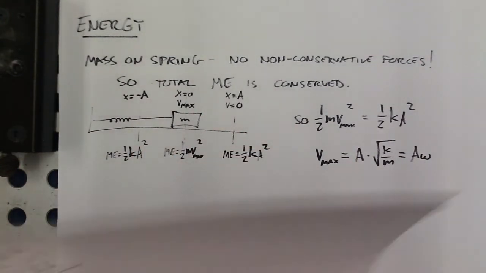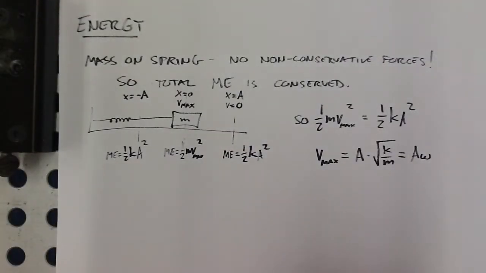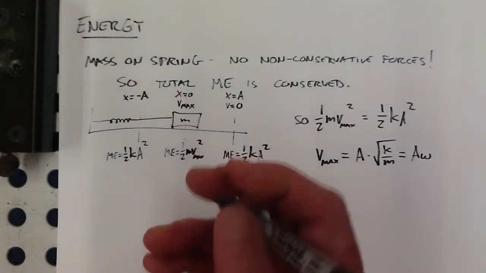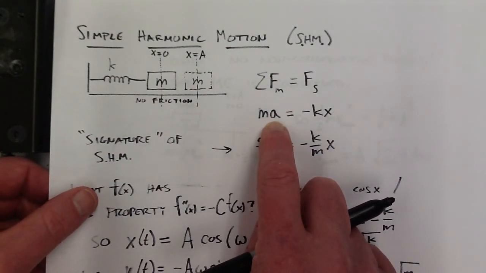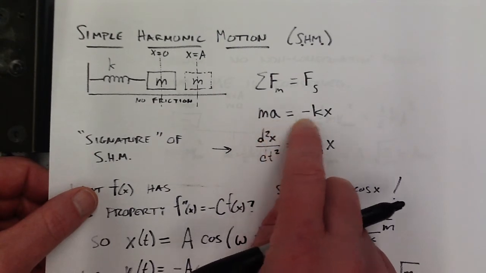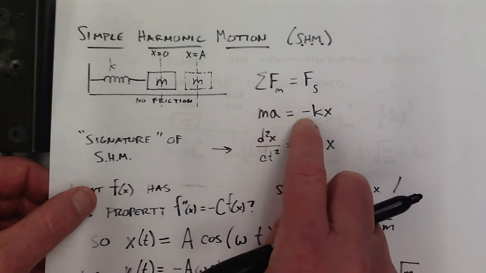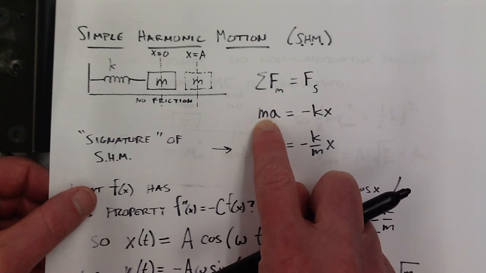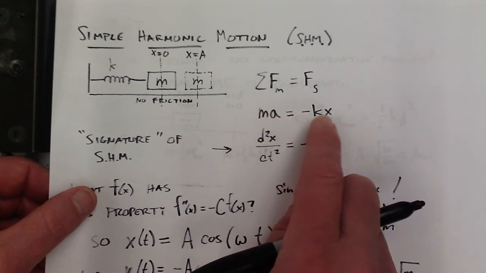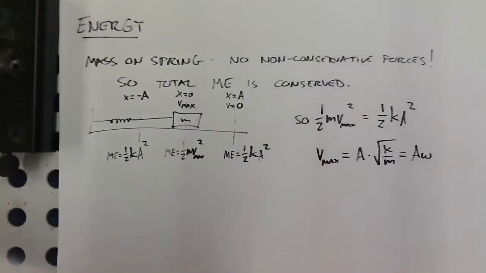Well, two ways to get it. You can just look here and be like, well, it's a omega squared, right? Or you could look here and say, well, the maximum acceleration is going to be when the position is at a maximum. So that would be ma is equal to negative k times the amplitude, and then you divide the m over. So the maximum amount of acceleration is k over m times a. But k over m is omega squared, so it's all right there.